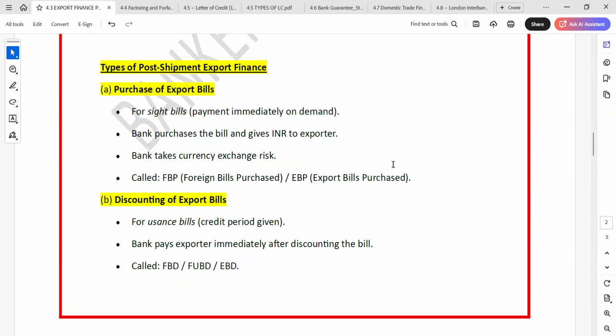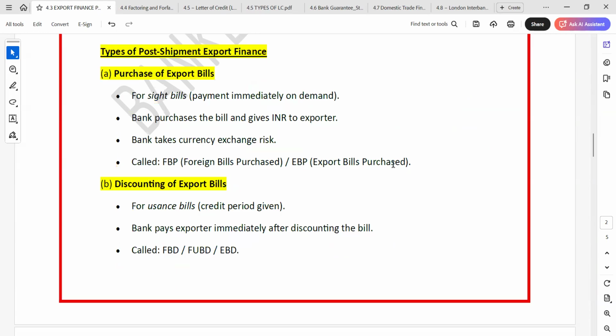So, types of post-shipment finance. First is purchase of export bill. We will purchase the export bill for a sight bill. Payment is immediate, on demand. The bank purchases the bill and gives INR to the exporter. The bank takes the currency exchange risk, and this is called foreign bill purchase (FBP) or export bill purchase (EBP).